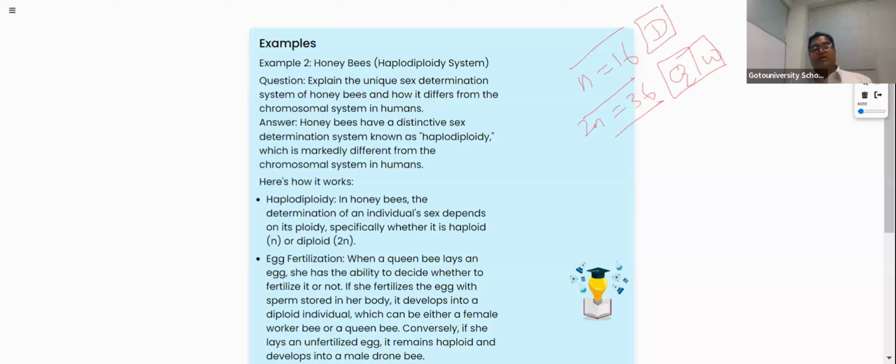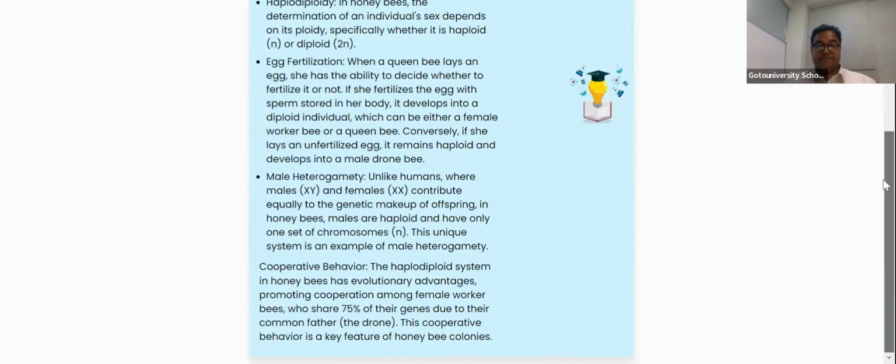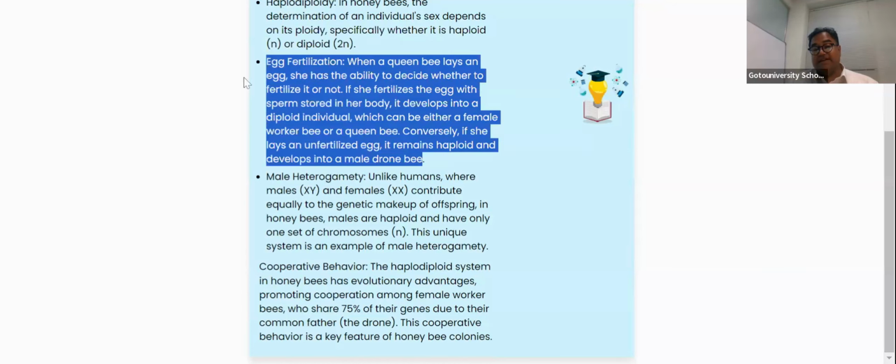If you are talking about the honeybee having different sex determination, the chromosome number concept we already discussed with you. If you are talking about fertilization, the queen bee lays an egg. If she fertilizes the egg with the sperm stored in her body, it develops into a diploid individual, which can be either a female worker bee or a queen bee, right? Here, an unfertilized egg remains haploid and develops into a male drone bee. We already told you that when we explained this concept in the class hours before this worked example discussion, right?